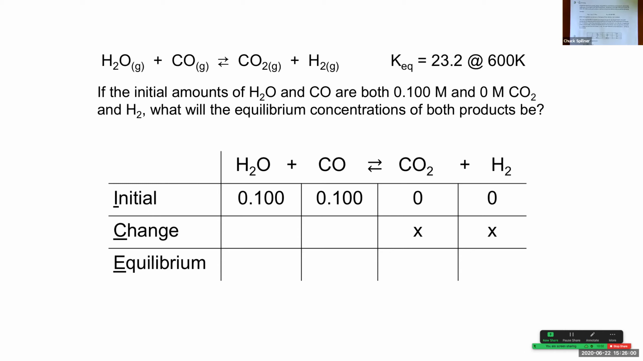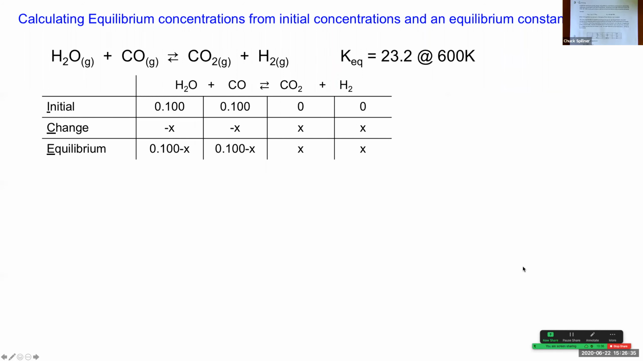And when that happens, it means that we're going to have to lose that much from H2O and CO, the reactants. So we put a minus X for the reactants. We're going to lose reactant, so that's a minus X, and we're going to form product, so that's a plus X. Now what we do is add these columns together to get what the values are going to be at equilibrium. So for H2O, we're going to have 0.1 minus X, and for CO, 0.1 minus X. For CO2, we're just going to have X, and for H2, we're just going to have X. So this is what our ice table looks like.